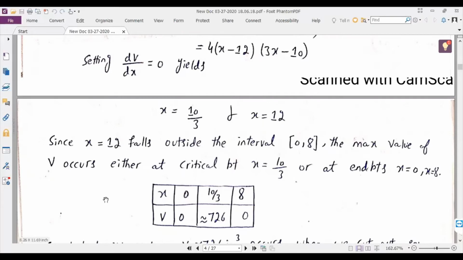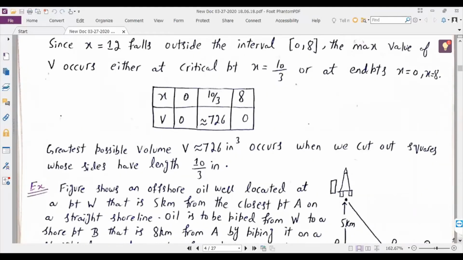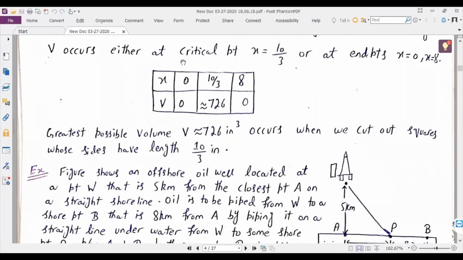So the maximum value of the volume occurs either at the critical point 10 by 3 or at the end points, which are 0 and 8. Substituting all of these values in equation 1, we get when x is 0, the value of volume is 0. When x is 10 by 3, the value of volume is approximately 726, and when x is 8, the value of volume is 0. So the greatest possible volume is 726 cubic inches, which occurs when we cut out the squares whose sides have length 10 by 3 inches.